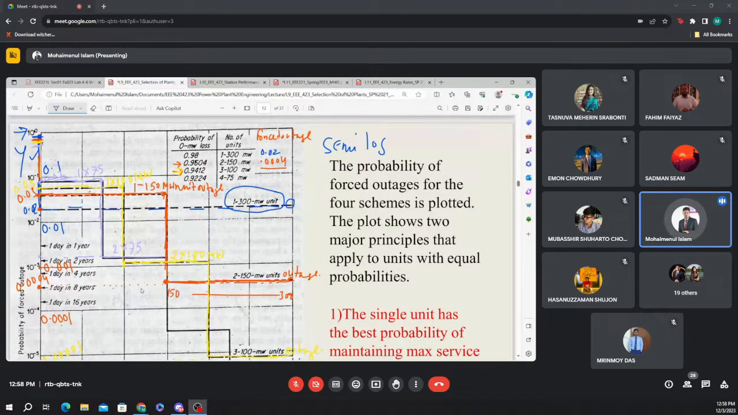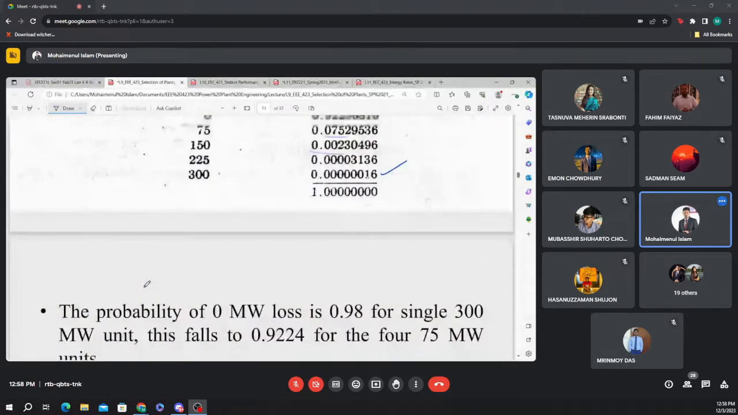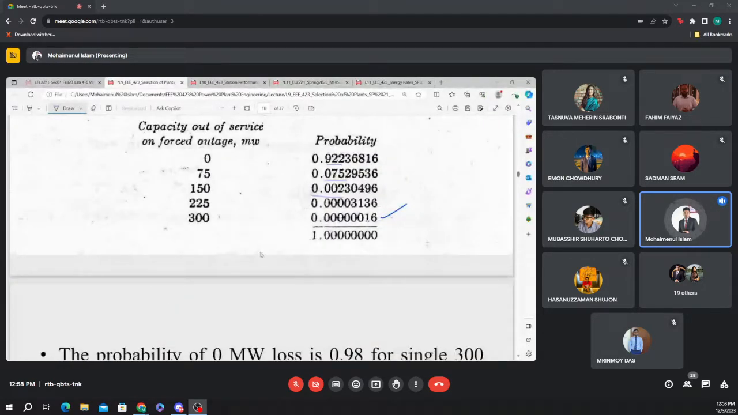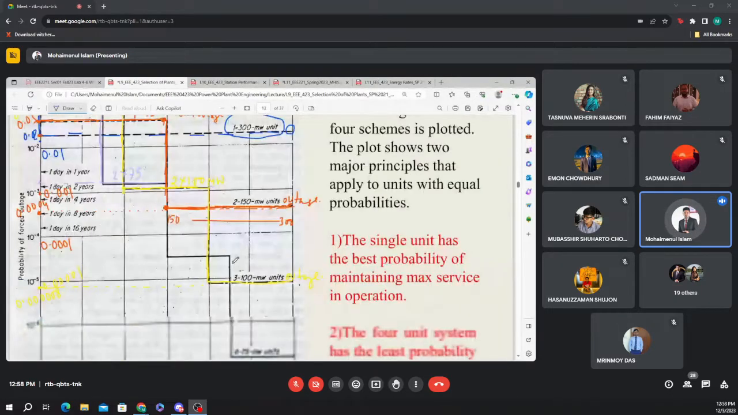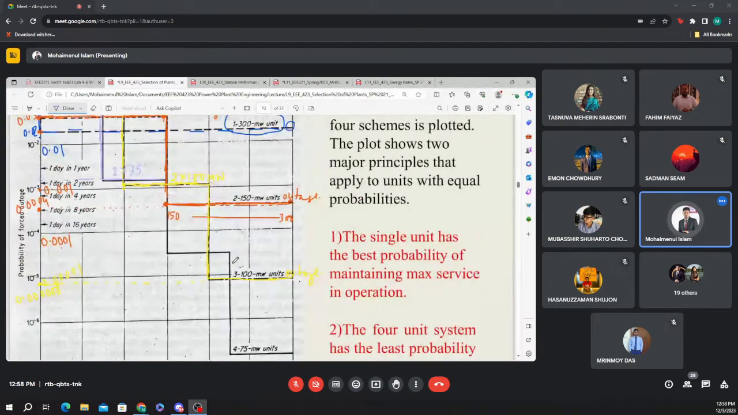And then again, you need to find the third value, for the third power plant loss, which is 0.003. So it should be somewhere in between this value, 0.00001 and 0.0001. So maybe here it is 0.003.